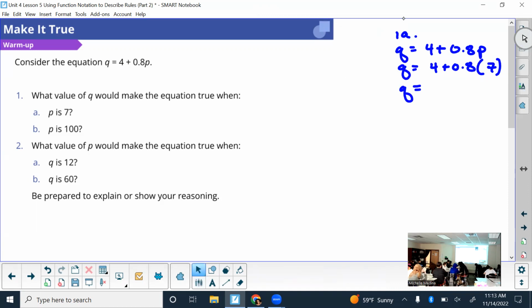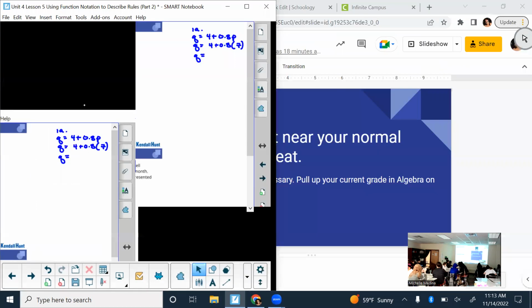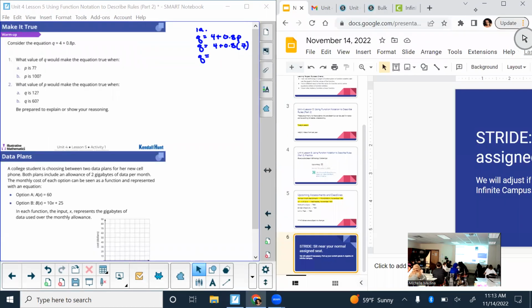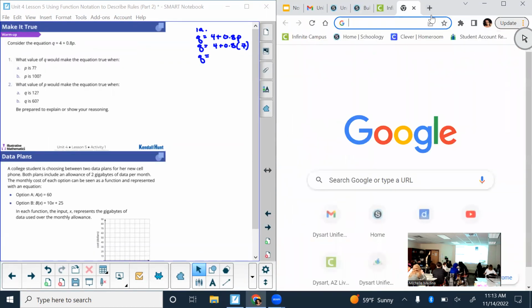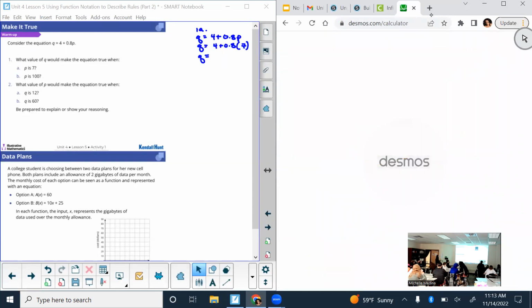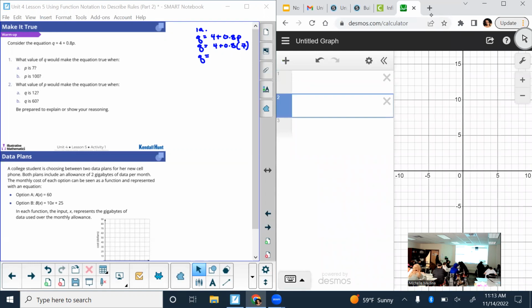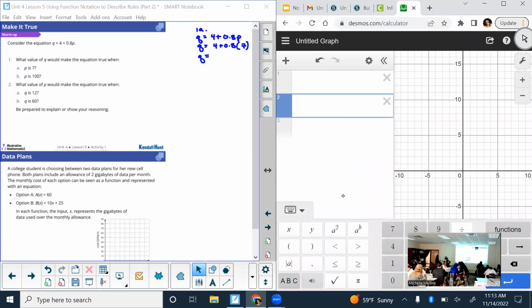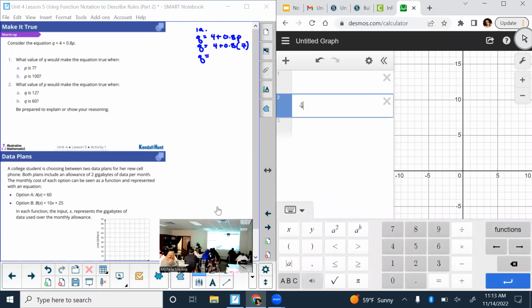But again, you don't need to invest a lot of money if you can't right now. You can buy those $13 calculators I showed you. But any calculator where you can type in multiple things at once is a good investment. So 4 plus 0.8 times 7.